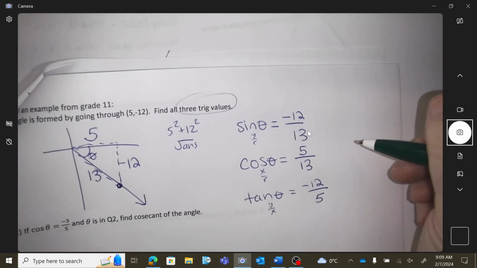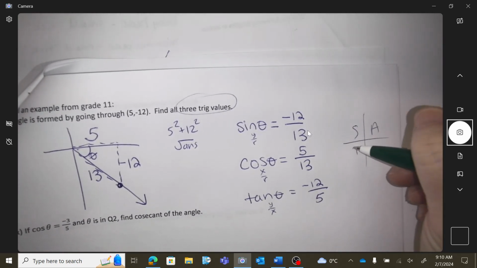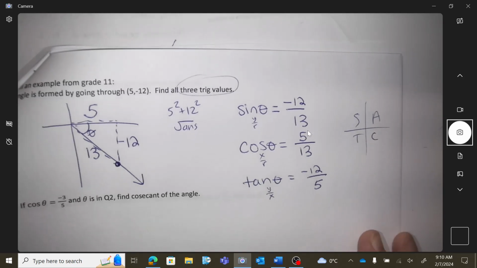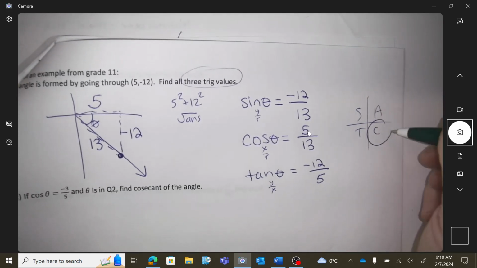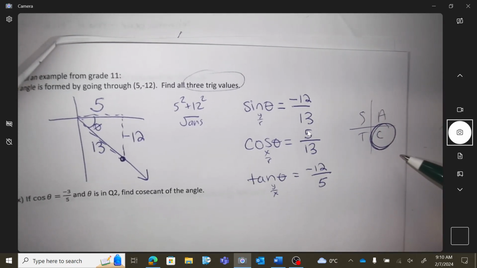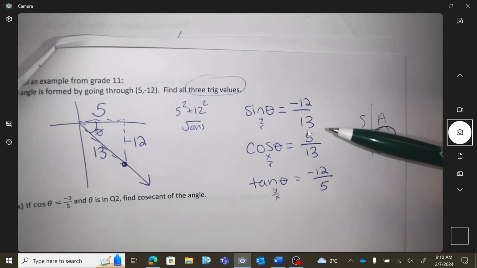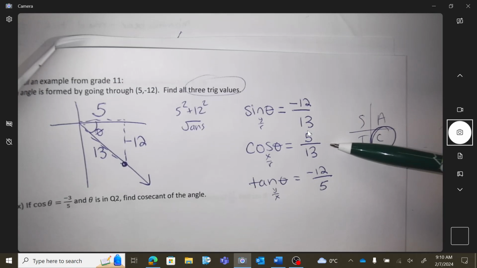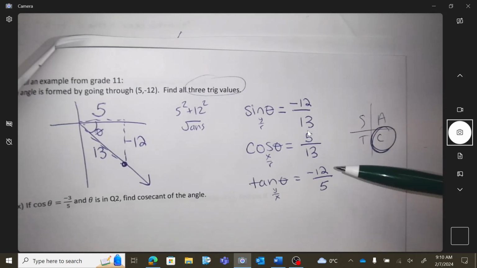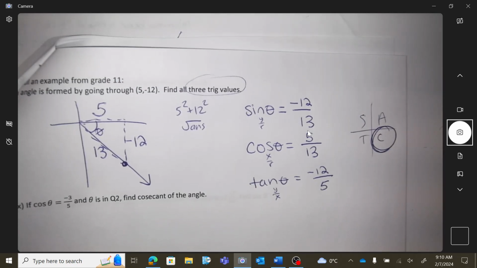Okay, some other connection pieces. We did a lot of work with ASTC last year. So this is in the C quadrant. So what should I know? The cosine trig value should be positive. Is it? Yeah. Everything else should be negative. Do you see how that connects? That's what it should come out to be as well.